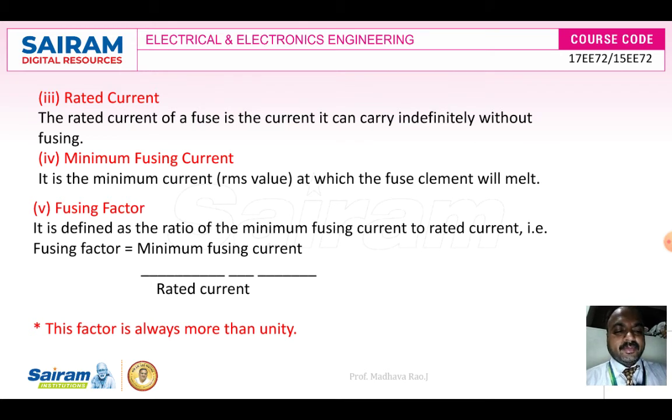Right. Next one, fusing factor. It is one of the important ratios. The fusing factor is defined as the ratio of minimum fusing current to rated current. Minimum fusing current divided by rated current is known as fusing factor. The fusing factor is always more than unity. This is also one of the important conditions here. So the fusing factor is always more than 1, right?